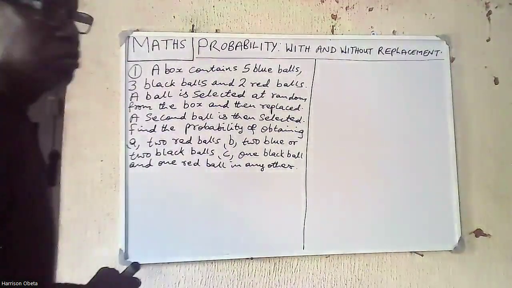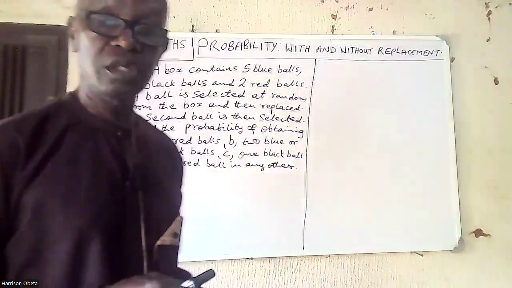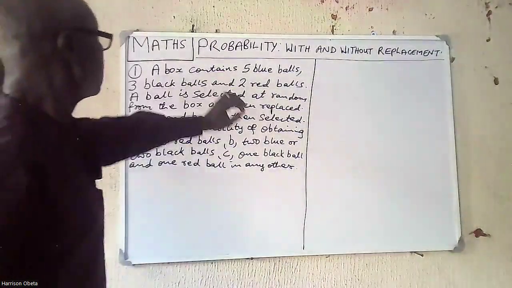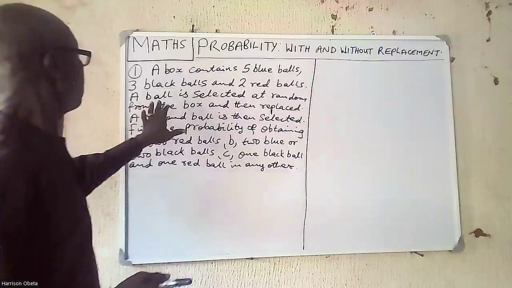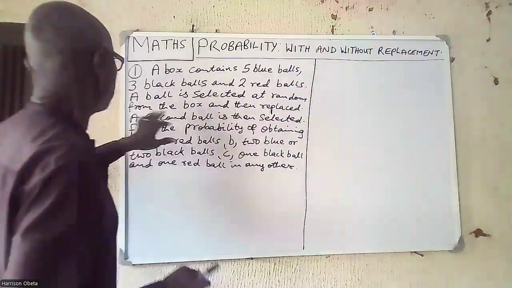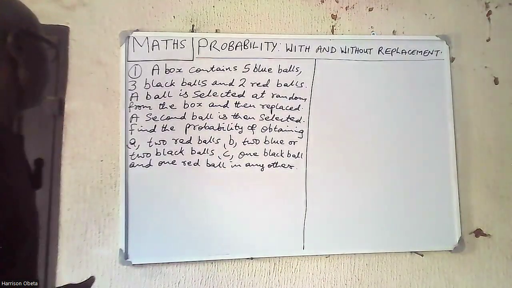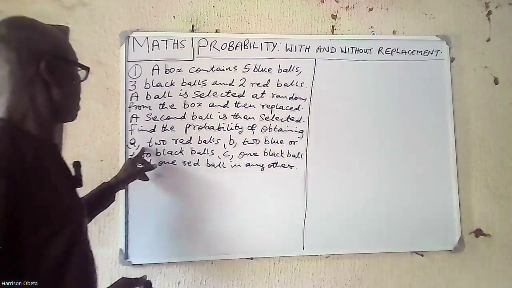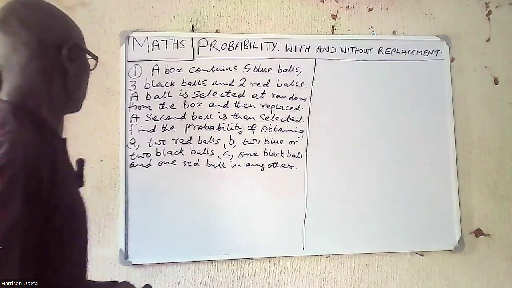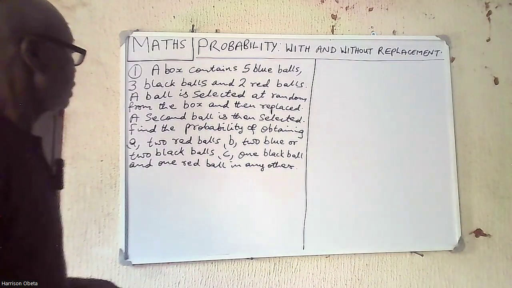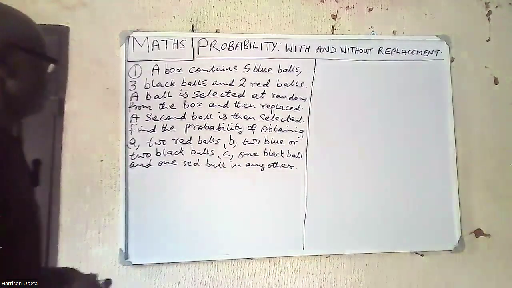The first question, I'm going to treat two questions under this. And the first question is already on the board. The box contains 5 blue balls, 3 black balls, and 2 red balls. A ball is selected at random from the box and then replaced. A second ball is then selected. Find the probability of obtaining A, 2 red balls, B, 2 blue or 2 black balls, and C, 1 black ball and 1 red ball in any order.